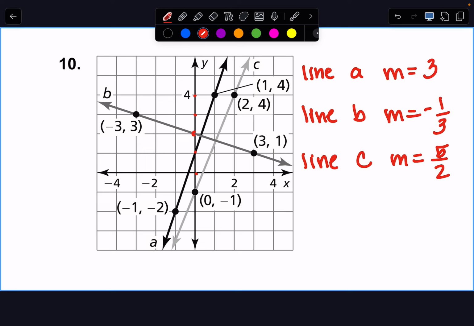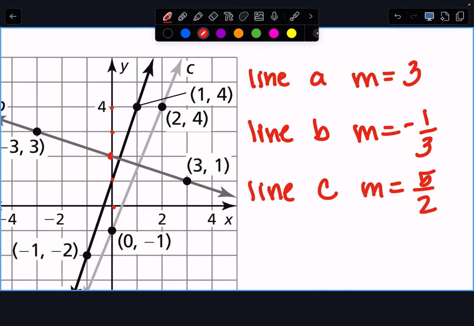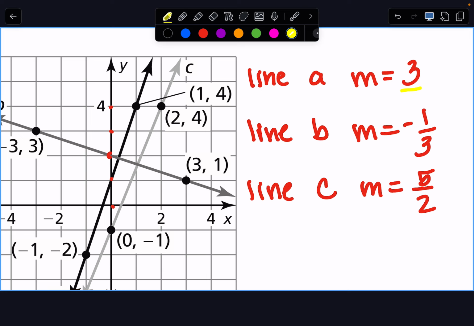Do we have any slopes that are opposite reciprocal? Okay, so if we think of 3 as 3 over 1, these 2 slopes are reciprocals and they're opposite. One's positive, one is negative, and the 2 fractions are just flipped upside down. So we can say that line A is perpendicular to line B.